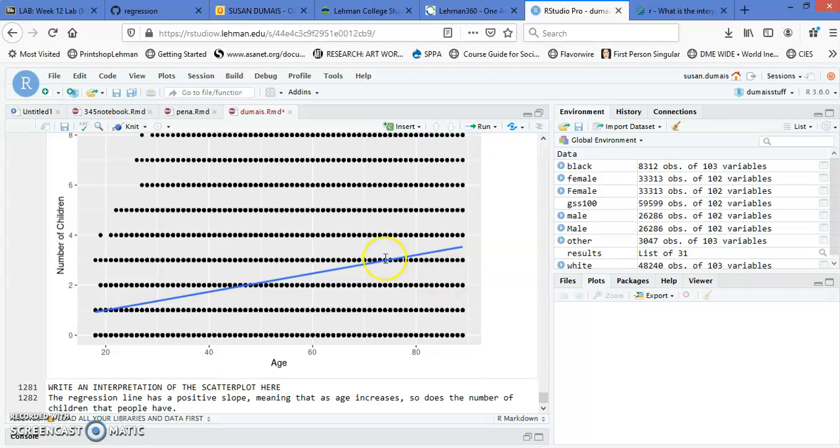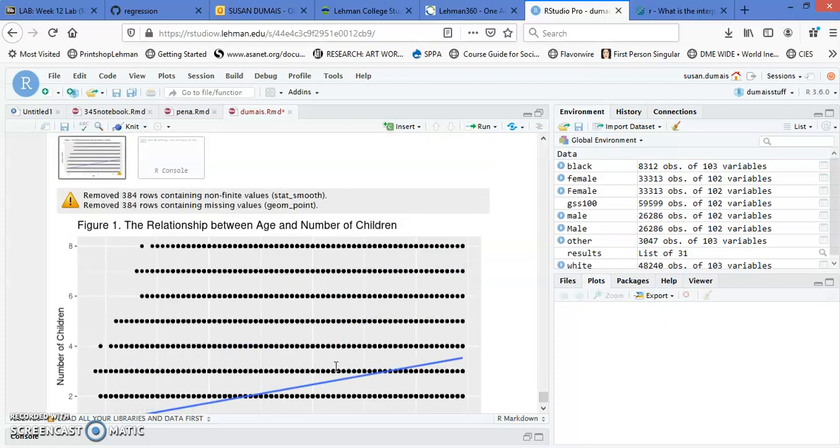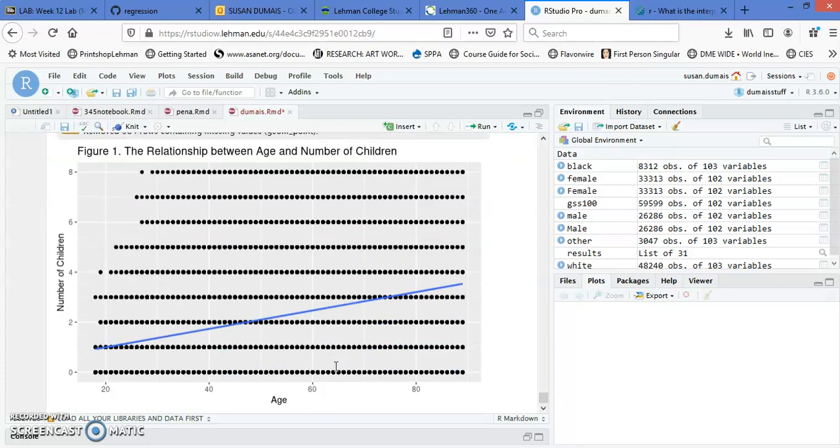But we see that someone who's 20 years old is predicted to have about 1 kid based on this graph, and someone who's 80 is predicted to have had about 3 kids in their lifetime. So as age goes up, so does the number of children that people have. So that's really all there is to regression. It's looking at 2 interval ratio variables and the relationship that they have between them. And we're just showing it in 2 different ways, but they're going to be in agreement with each other.